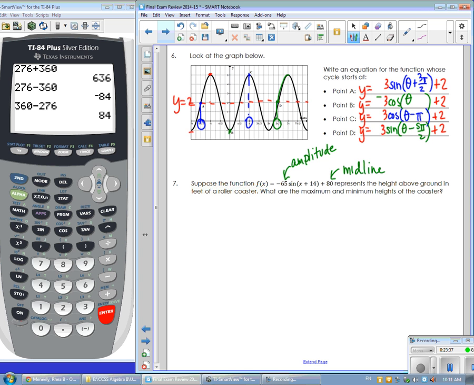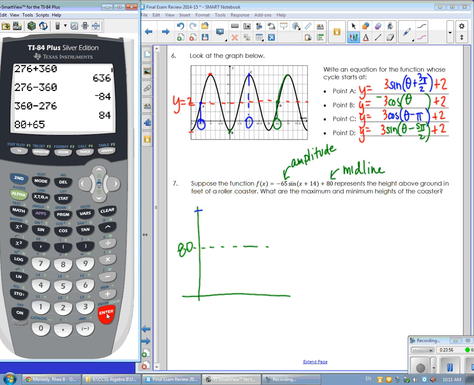Okay, and so if you think about just doing a curve, if my midline occurs at 80, and my amplitude is 65, that means my max is going to be 80 plus 65. So 80 plus 65 is 145. And if I want to find my min, I'm going to take 80 minus 65. And notice we don't have to worry about the negative symbol. And so that means my min is going to be 15.